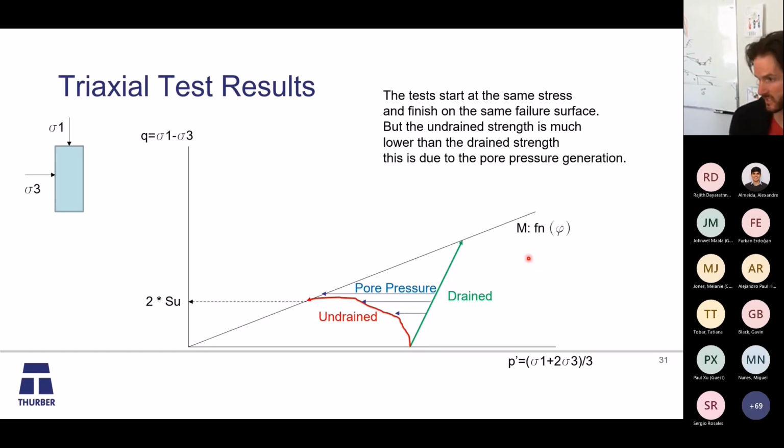So when we look at this, I can get my frictional envelope, and I can estimate what my undrained shear strengths are from the same test, but they're much different strengths. So my drained strength might be much higher than my undrained strength.